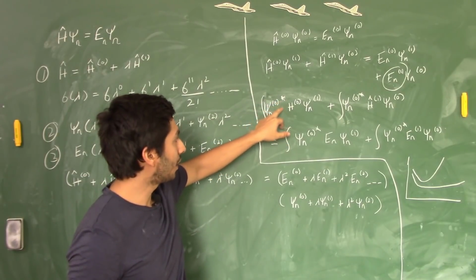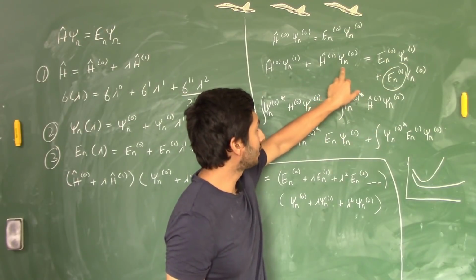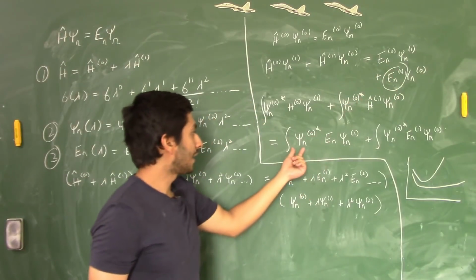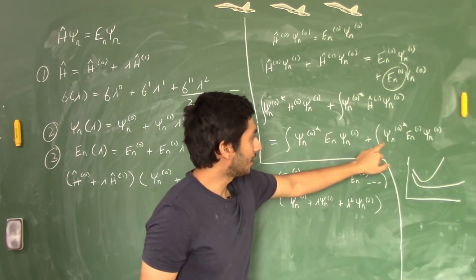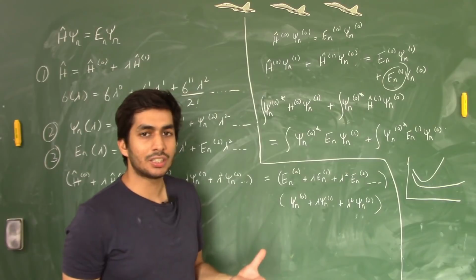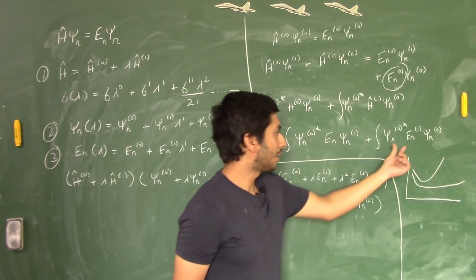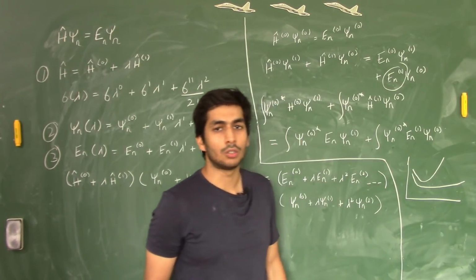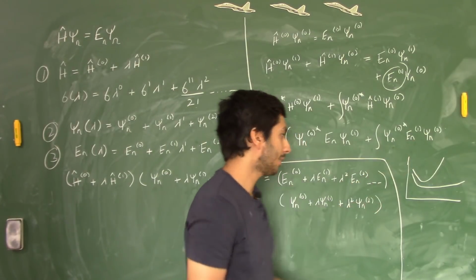So ψn⁰* H⁰ ψn¹ + ψn⁰* H¹ ψn⁰ is equal to, I multiply this, ψn⁰* En ψn¹ plus again ψn⁰* En ψn⁰. This is what we get. Now energy is a constant value, so we can take this energy En¹ outside. Then ψn⁰* ψn⁰ is equal to 1, so we get En¹ as the value over here.